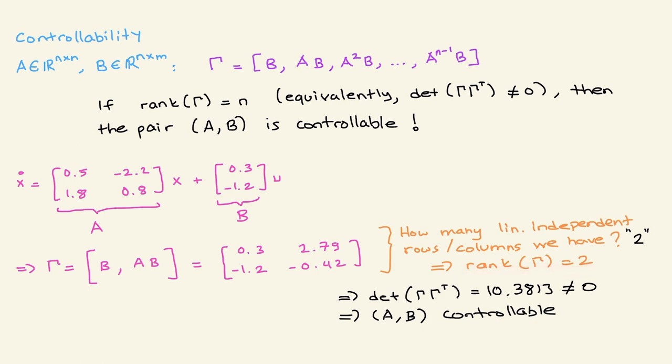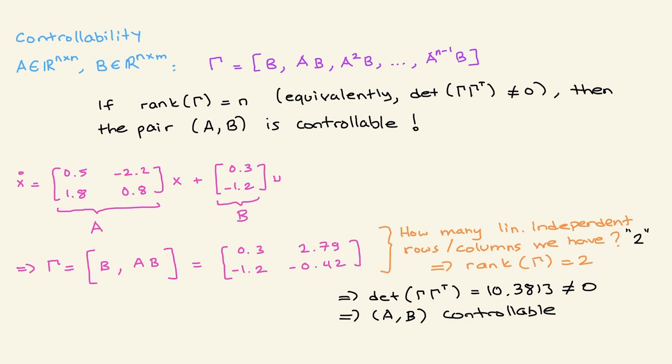Again, if you are having difficulty understanding what we mean by linearly independent, for example, if you have 1, 0, 1, 0, or let me give you another example, 1, minus 1, minus 1, 1, you take this row multiplied by minus 1 and you produce this other row. So in this case, these rows are linearly dependent, so the rank of this matrix is 1, not 2. But this is not the case here. So the rank of the controllability matrix gamma is 2.